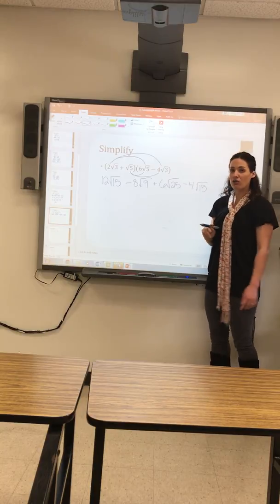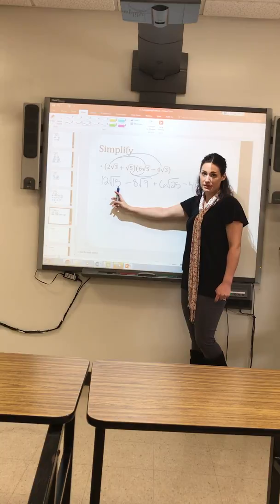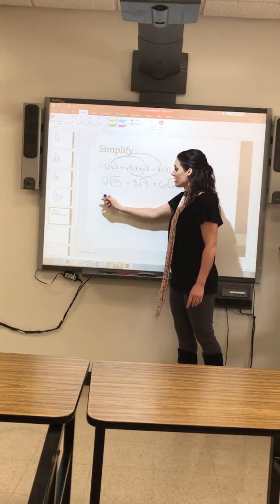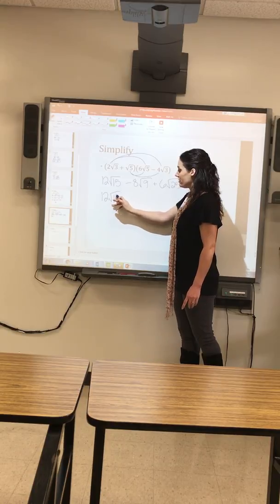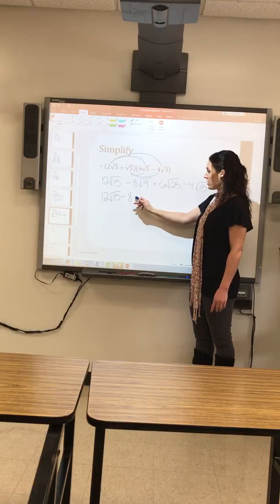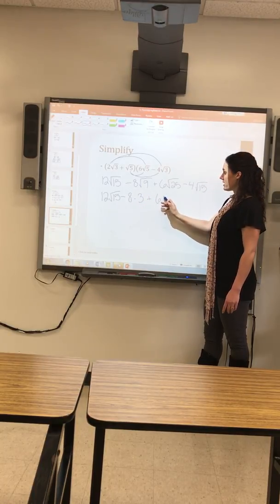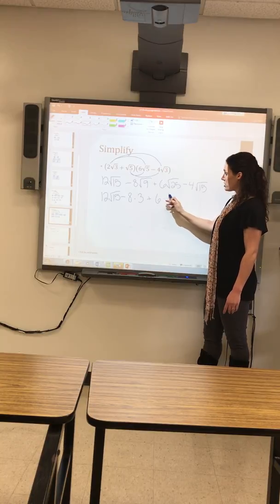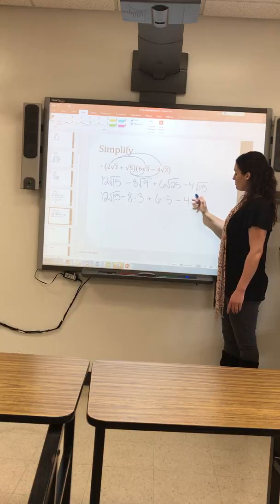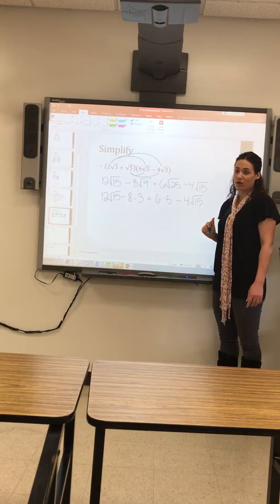We've got to simplify all the radicals that we can. 15 does not have a perfect square number that goes into it. The only numbers that go into it are 5 and 3, and they're not perfect squares. So I'll leave that as 12 square root 15 minus 8 times square root 9, which is 3, so that becomes 8 times 3, plus 6 times square root of 25, which is 5, so that's a whole number, 6 times 5, minus, and again, square root 15, you cannot simplify it or do anything with it.